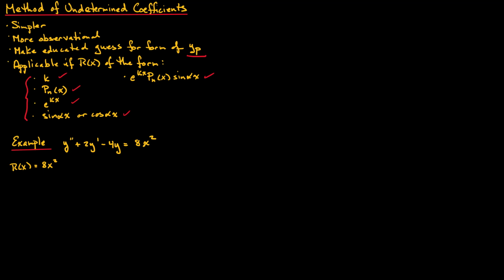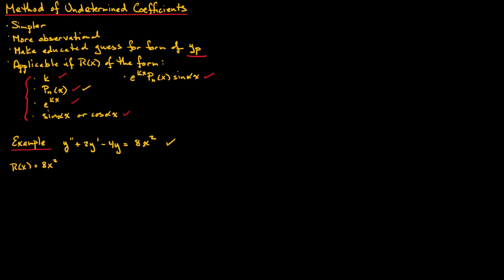So let's consider the second-order non-homogeneous ODE over here. We see that r of x is equal to 8x squared, so it is a polynomial of degree 2. This ODE says that the second derivative of the function y plus twice the first derivative minus 4 times the function itself should equal 8x squared.